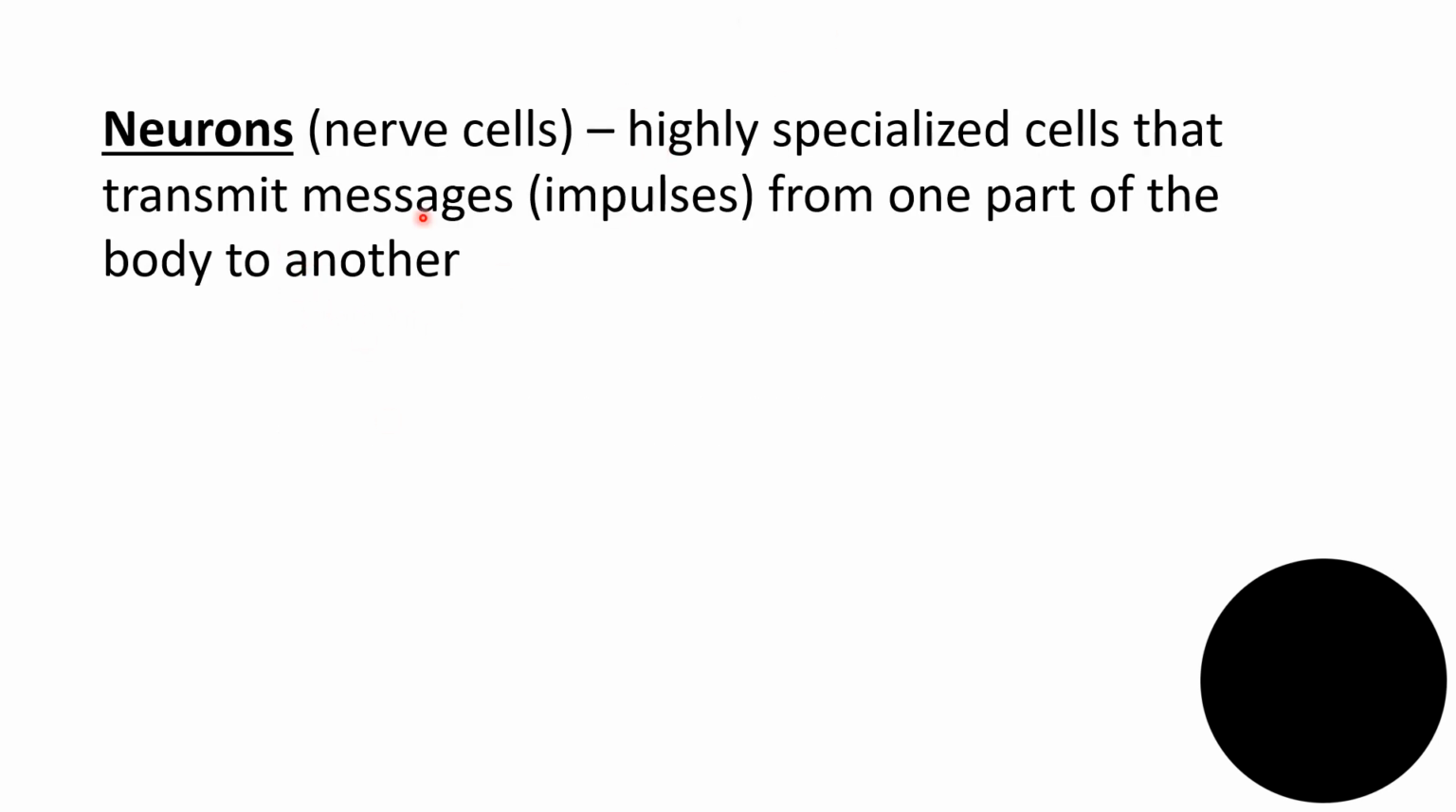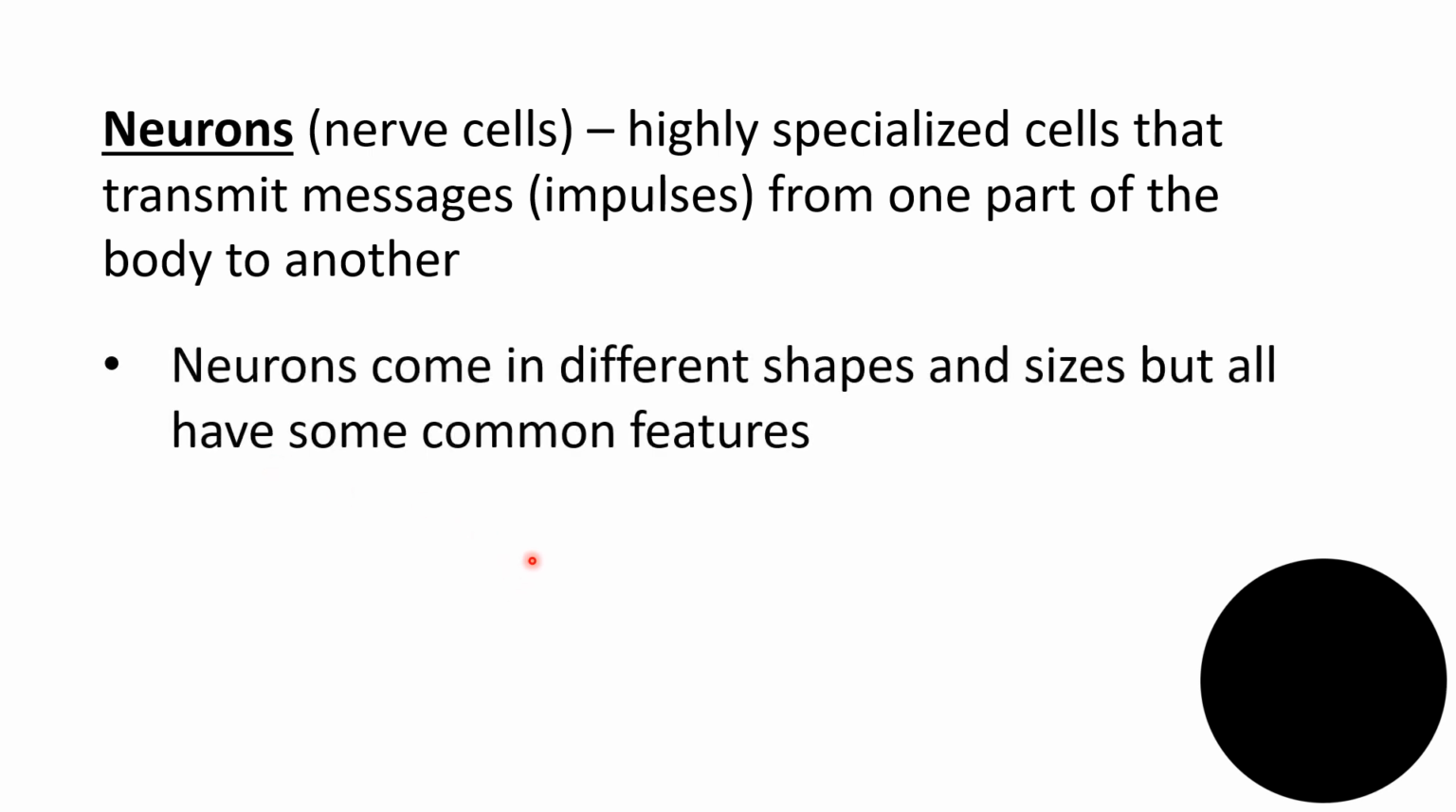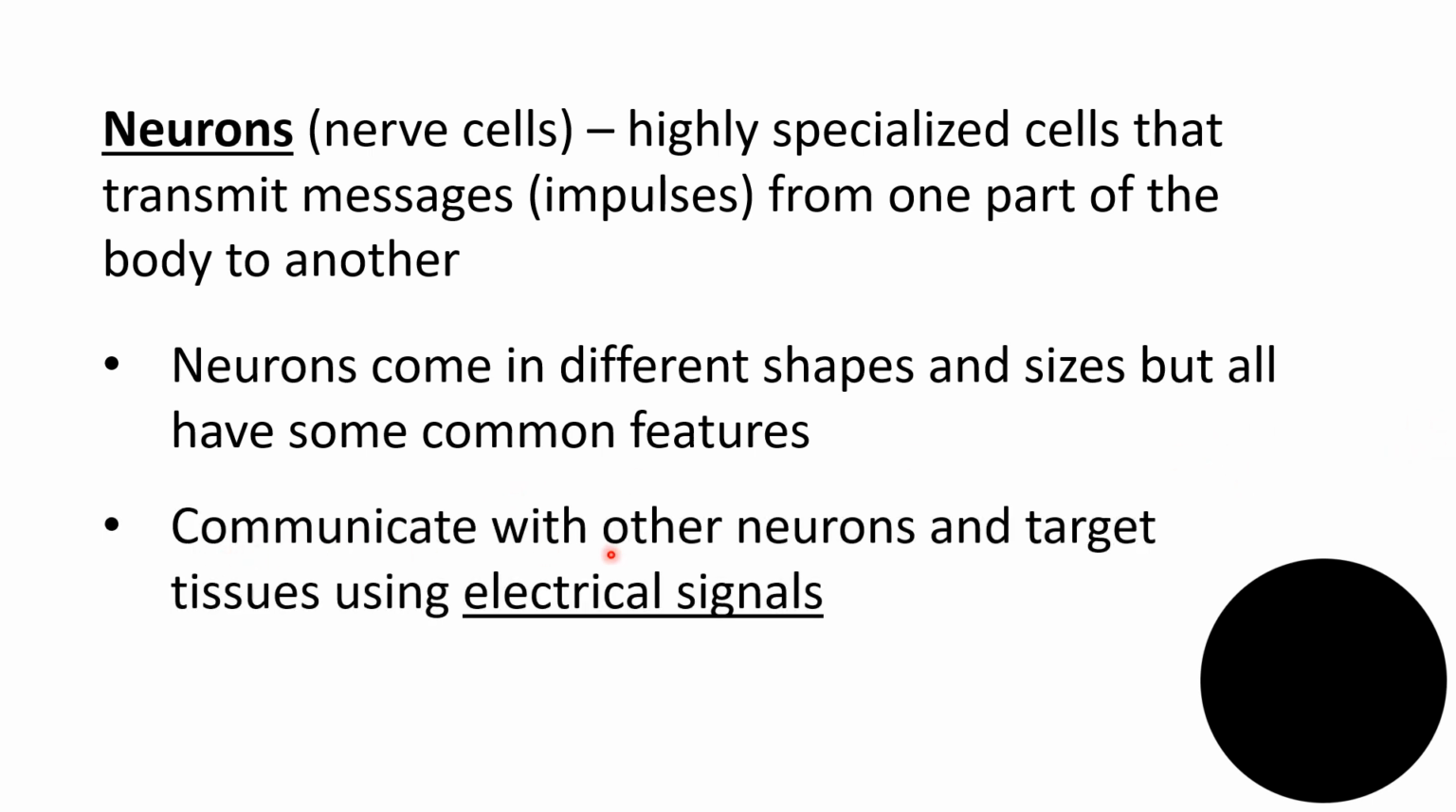A neuron is a highly specialized cell in the nervous system that transmits messages, sometimes called impulses, from one part of the body to the other. Now, neurons come in all different shapes and sizes, but they have some common features. And what we're going to be interested in is that they communicate with other neurons and target cells or tissues using electrical signals.